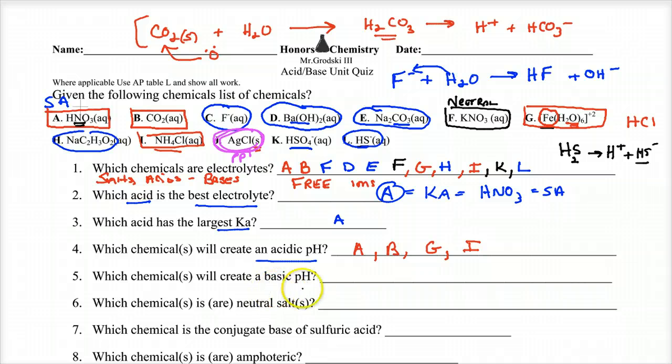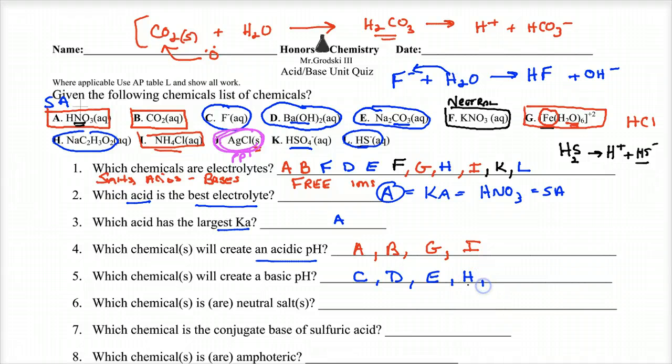Who has, create a basic pH. Which chemicals? Okay, that's my F negative. That's my C. Let's make that blue. So it's going to make that C, D. My barium hydroxide is a strong base. E. All right. H.